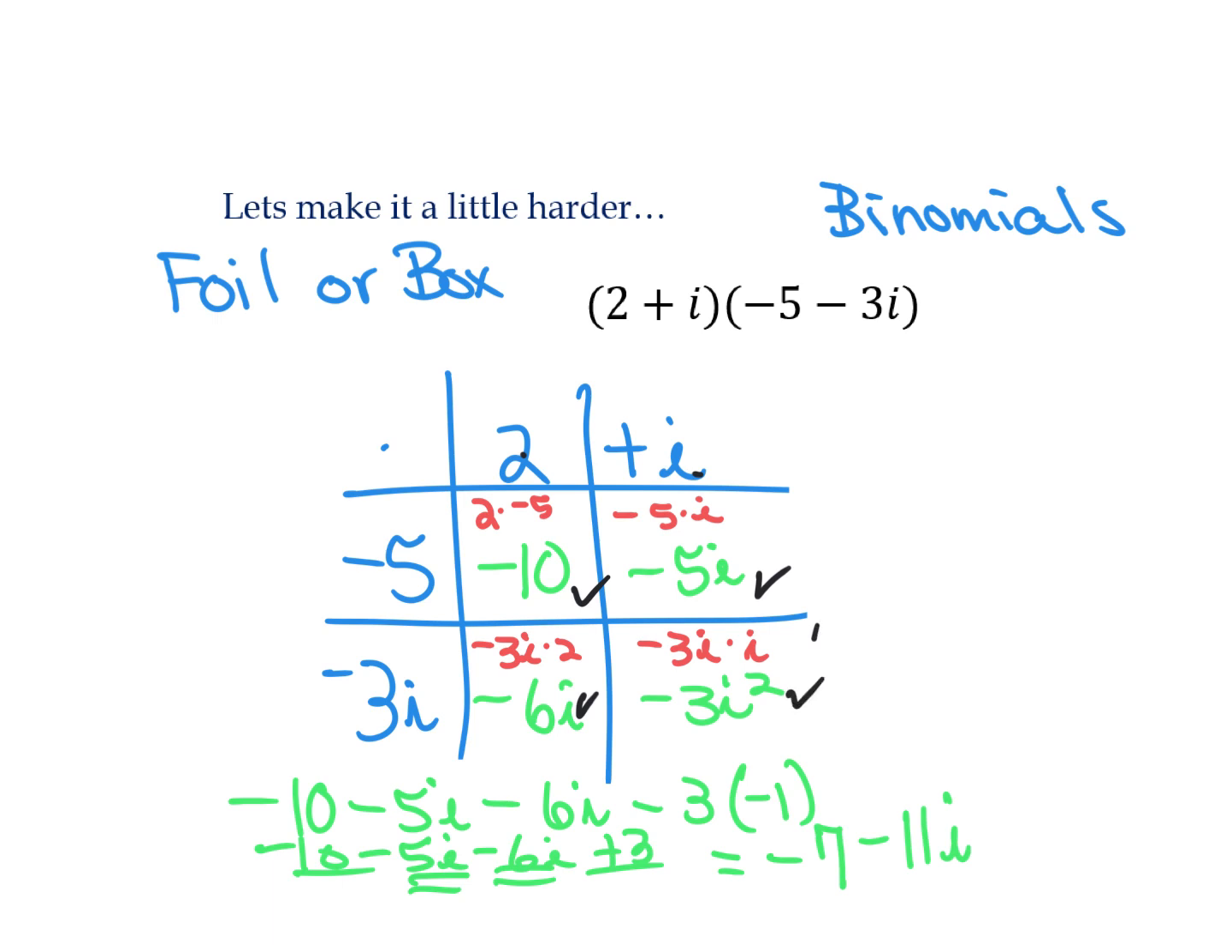I then write my four boxes. I have -10 minus 5i minus 6i minus 3i squared. And instead of putting the i squared, I want to replace it with what it is equal to, -1. And then simplify my like terms. -10 plus 3 would give me -7. -5 minus 6 would give me -11.